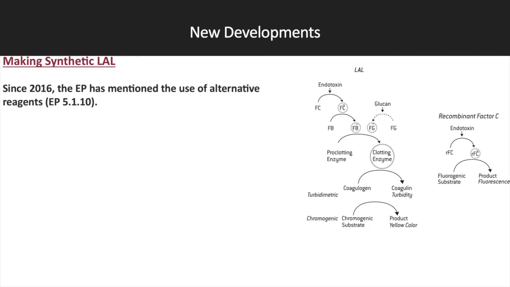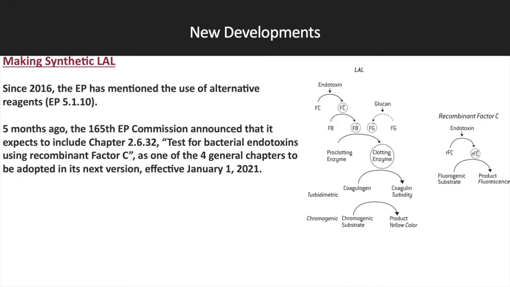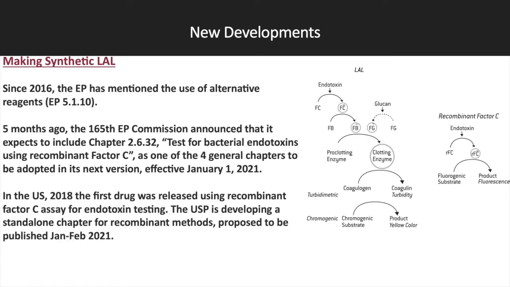Well, since 2016, the European Pharmacopoeia has mentioned the use of alternative reagents in 5.1.10. And 5 months ago, the 165th EP Commission announced that it expects to include Chapter 2.6.32, Test for Bacterial Endotoxins Using Recombinant Factor C, as one of the 4 general chapters to be adopted in its next version, and that will be effective as of January 1st next year. In the US, in 2018, the first drug was released using recombinant factor C assay for endotoxin testing, and the USP is now developing a standalone chapter similar to the EP for recombinant methods, proposed to be published in January to February next year also.